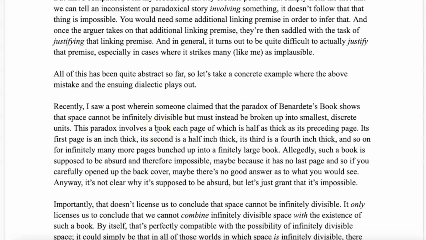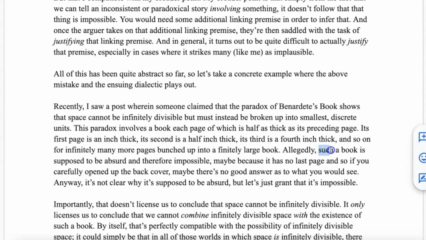But anyway, one of his paradoxes involves a book, each page of which is half as thick as its preceding page. Its first page is an inch thick, say, its second page is a half-inch thick, its third page is a fourth-inch thick, and so on for infinitely many more pages bunched up into a finitely large book. You can actually mathematically prove that this book has to be exactly 2 inches thick.